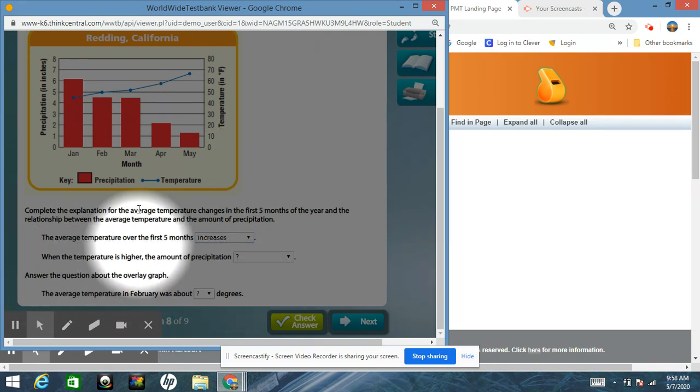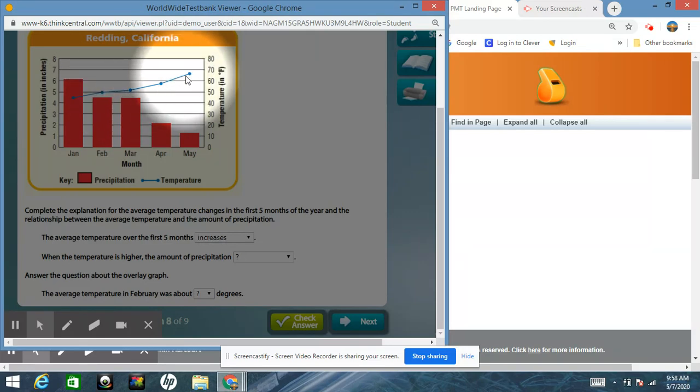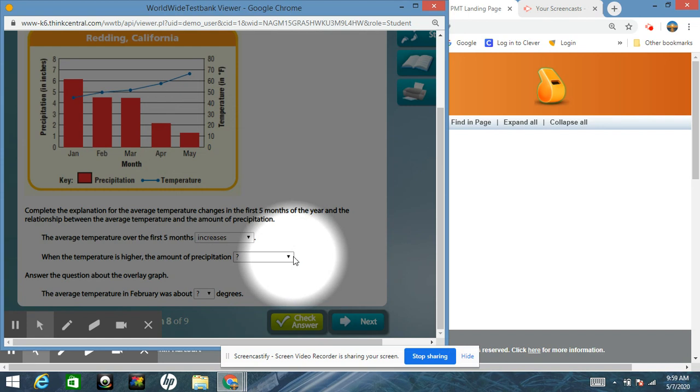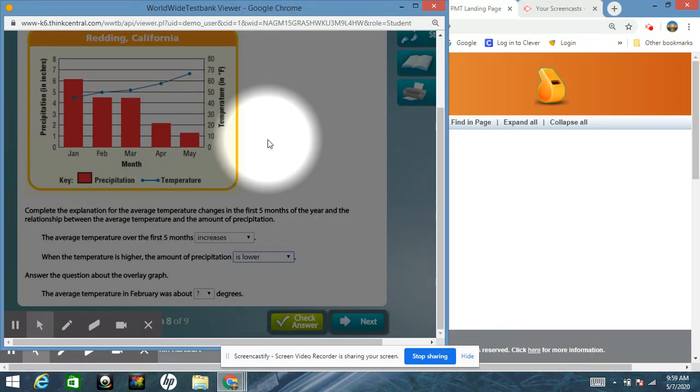When the temperature is higher, so here's my high temperature, I'm not close to 70, I would say about 68. The amount of precipitation, so look at this 68 here. If I look right down, look at how much rain there was. There wasn't a lot of rain at all, okay? So if I have a high temperature, I don't have a lot of rain. So that rain gets lower.